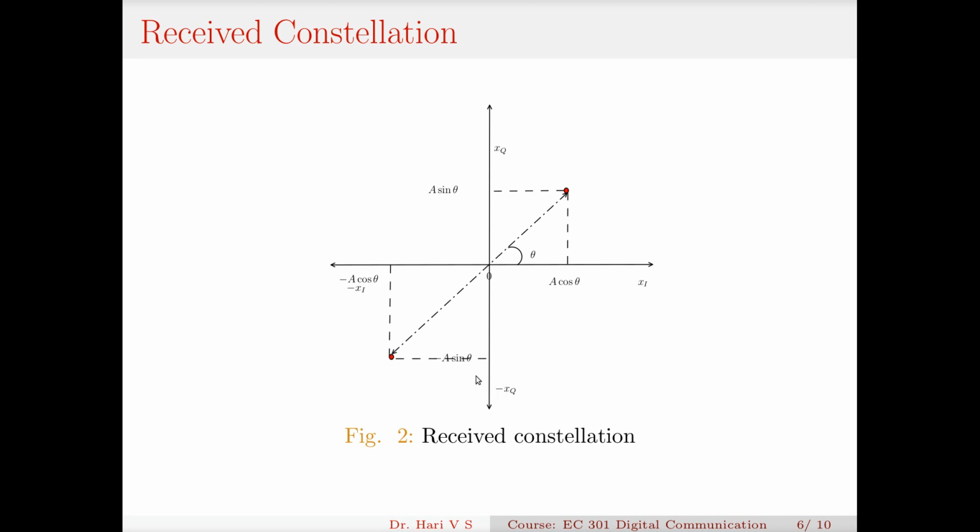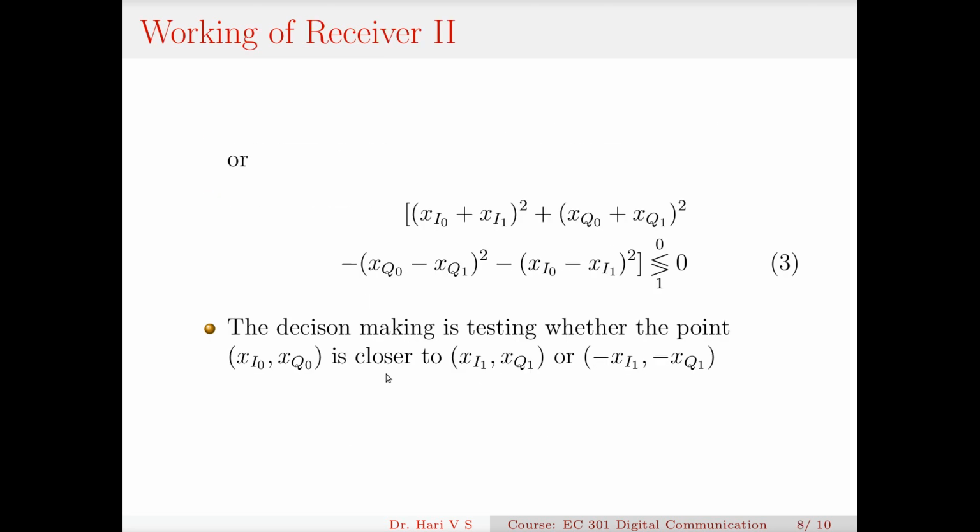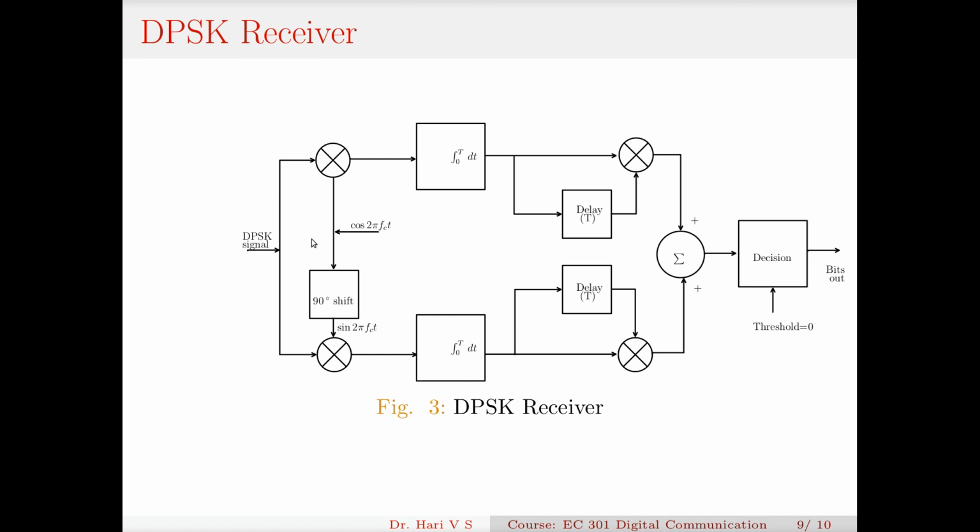Minus xi minus xq. So the receiver looks like this. I have the DPSK signal coming here, and it is passed into two channels. So one channel, the dot product is taken with the cos 2 pi fct, and here it is shifted by 90 degree, and this is assigned sin 2 pi fct. And here this dot product is taken with this integral also. So after this integration, you will get one value here that is delayed by 1 unit along one clock cycle or one bit duration here.